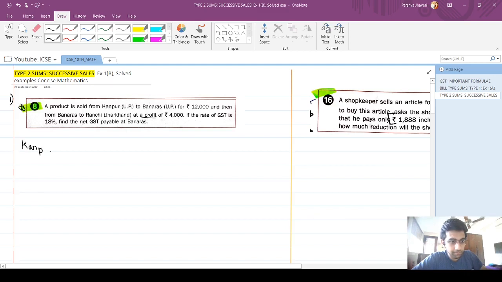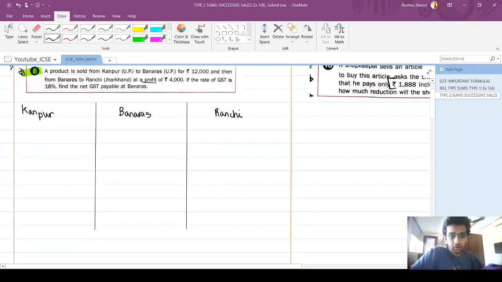We're going from Kanpur, right? Then we're going to Banaras, and then the product is going from Banaras to Ranchi. Alright, these are going to be our columns. I'll just divide them. Remember, we are only concerned with what the SP is. So in every place, we'll be writing SP.